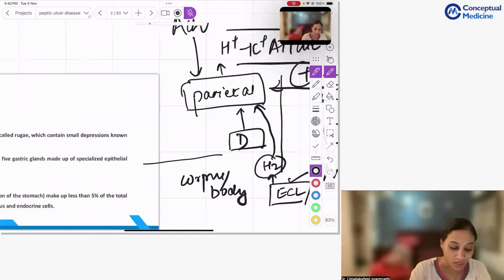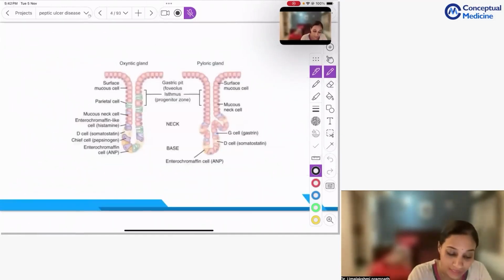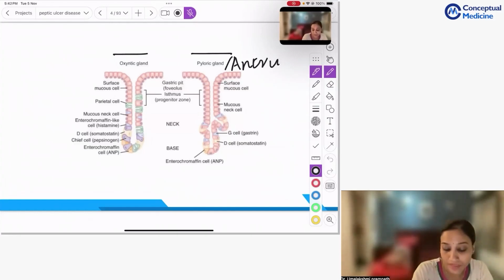Now what we need to know regarding the anatomy is that you have different types of gastric glands. See, this is an oxyntic gland. Anatomically also, you have an oxyntic gland and this is a pyloric gland, in the antrum. Now the oxyntic gland, any gland for that matter, contains the apical pits. Then you have the isthmus or the progenitor zone.